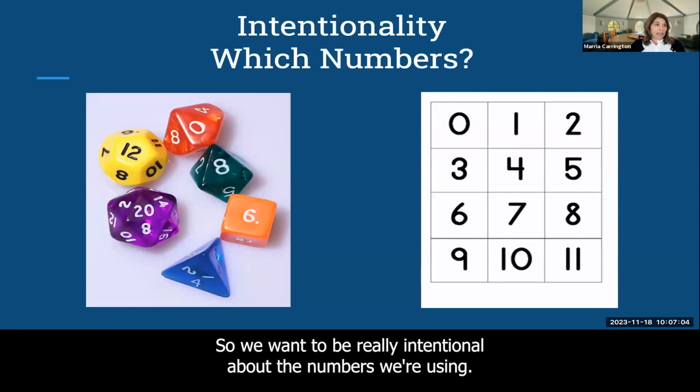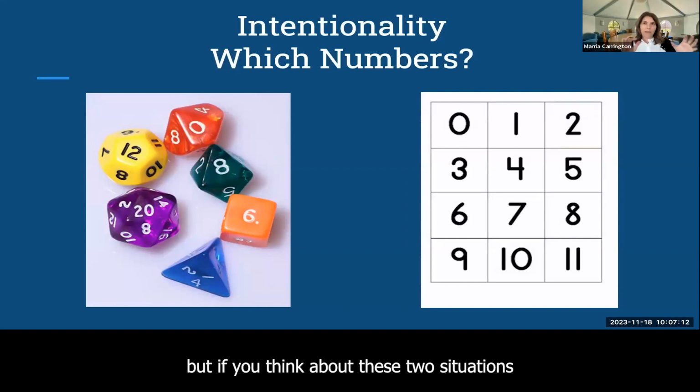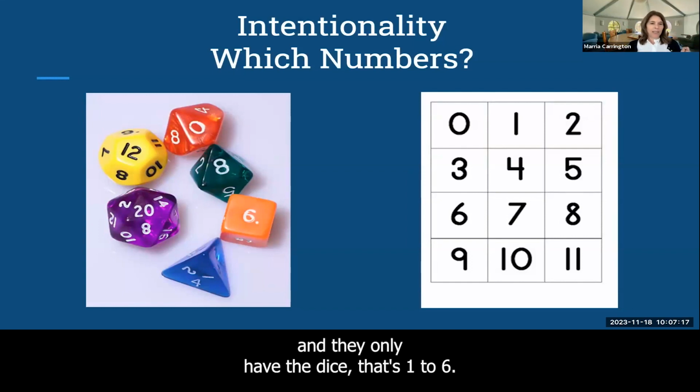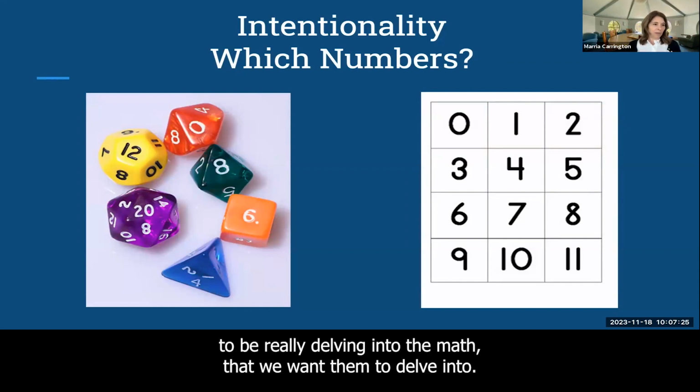So we want to be really intentional about the numbers we're using. Often we have kids playing with dice, which is great. But if you think about these two situations and they only have the dice that's 1 to 6, then 1/6 of the time they're just going to be rolling a 1, and they're not going to be really delving into the math that we want them to delve into.